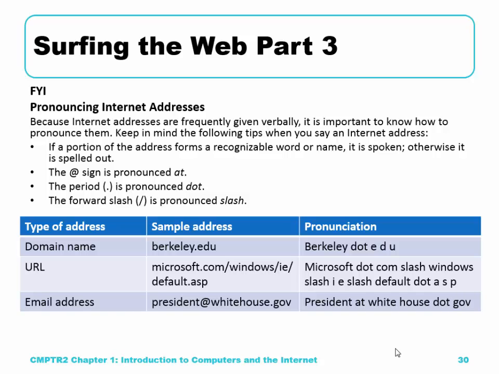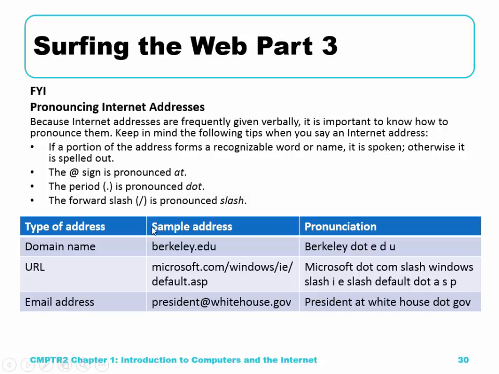Okay. Pronunciations for the internet addresses. Since a lot of times you're giving these addresses out verbally, you need to know how to pronounce the different parts. If a portion of the address forms a recognizable word or name, it is spoken that way, otherwise it is spelled out. The @ sign is pronounced at, the A with the little circle around it. The period is pronounced as dot, and the / is pronounced as slash.